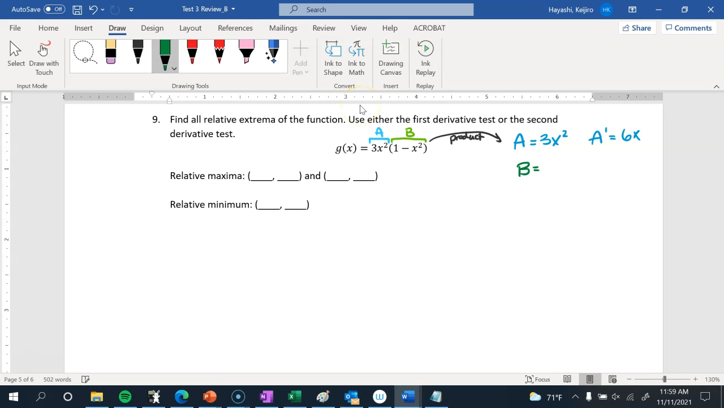B, being 1 minus x squared, the derivative of that, derivative of 1 is nothing, and the derivative of minus x squared is going to be minus 2x, also from the power rule. That 2 would get multiplied in front, be a negative 2, power would decrease by 1, you get minus 2x, or negative 2x.